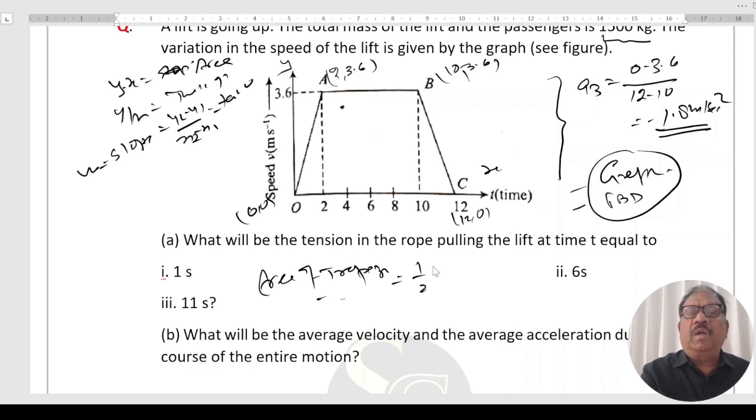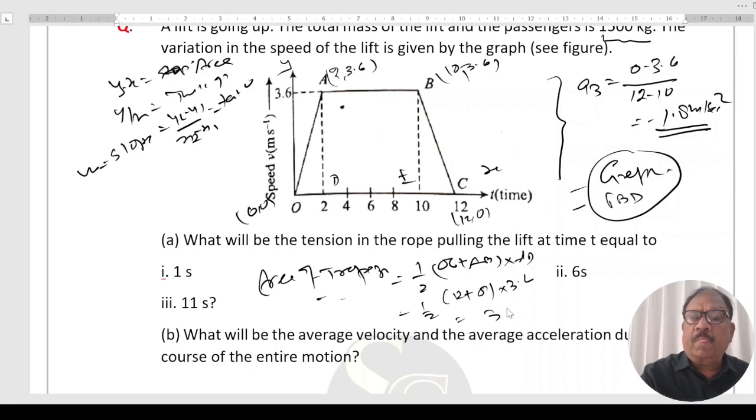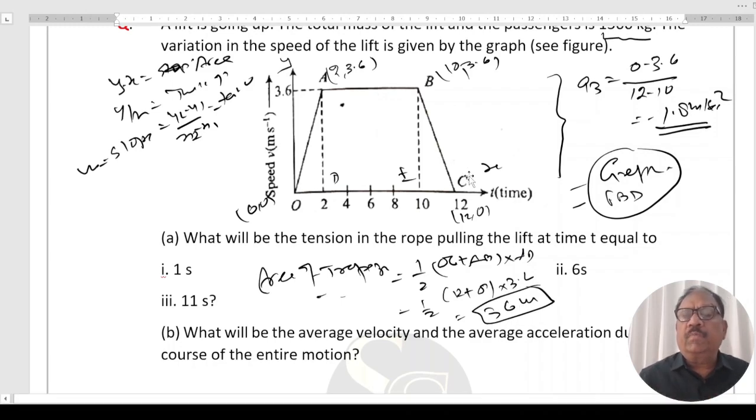Half the sum of the parallel sides OC plus AB into the distance between them. So OABC, CDE into AD. On simplification, this comes out to OC is 12 plus AB equal to DE, that is 10 minus 8, into 3.6. 12 plus 8 is 20, into 10, 36 meter. Displacement comes out to 36 meter.